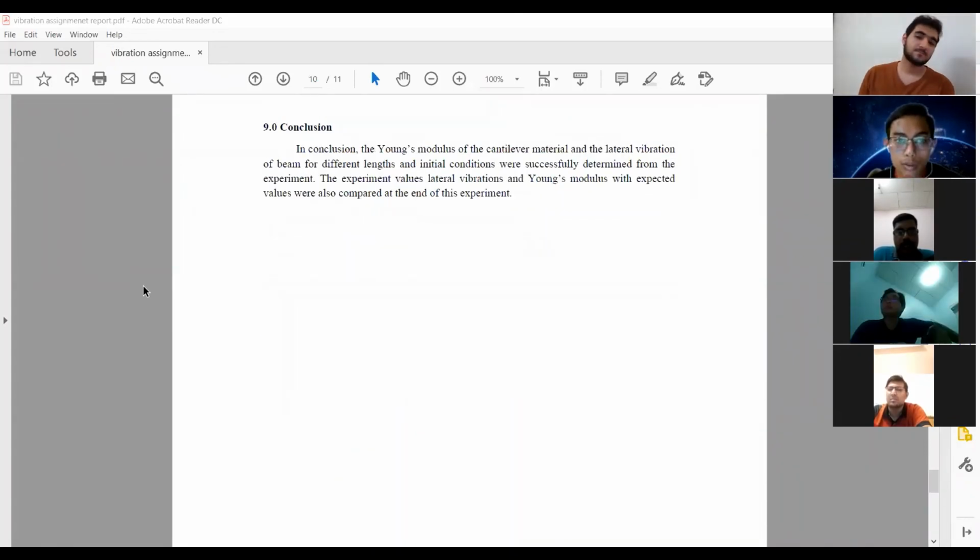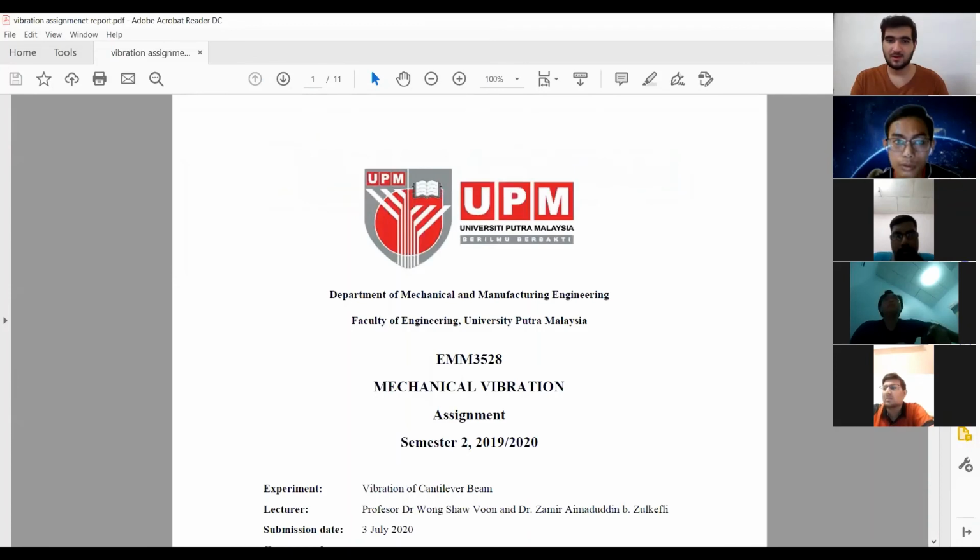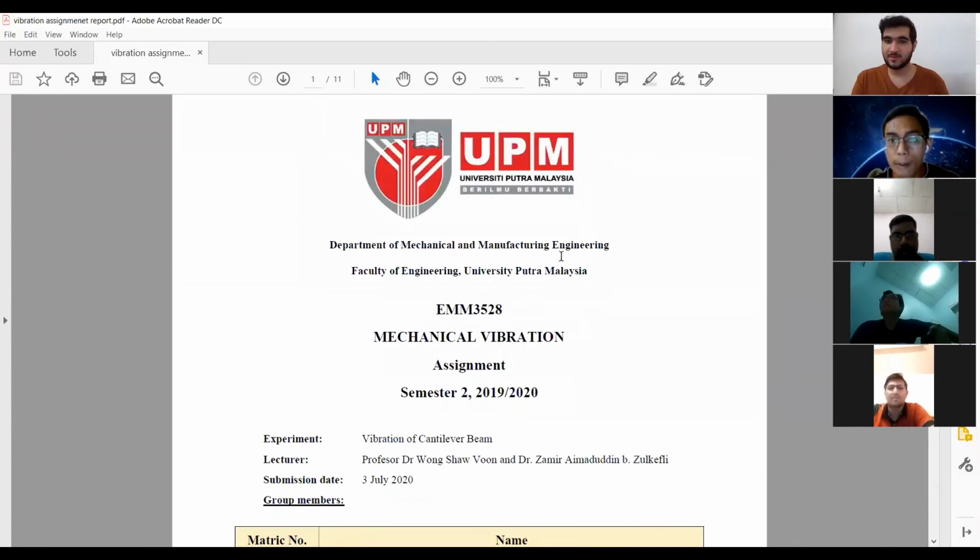Lastly, for the conclusion: all the objectives are achieved. The Young's modulus of the cantilever material and the lateral vibration of the beam for different lengths and initial conditions were successfully determined from the experiment. And the experimental values of lateral vibrations and Young's modulus were also compared with the expected values at the end of the experiment.